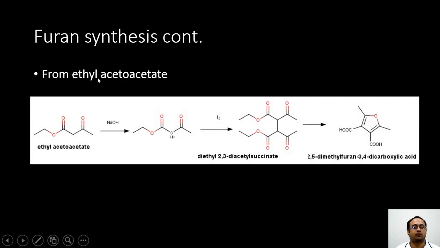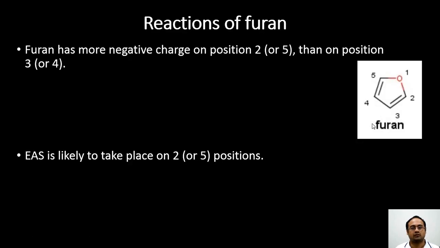Furan can also be synthesized from ethyl acetoacetate. Once the ethyl acetoacetate is treated under basic conditions, it will form this carbanion, which under oxidizing conditions will dimerize to give us the diacetyl succinate derivative, which is further cyclized to give the furan, and it is aromatized to give the 2,5-dimethylfuran 3,4-dicarboxylic acid.